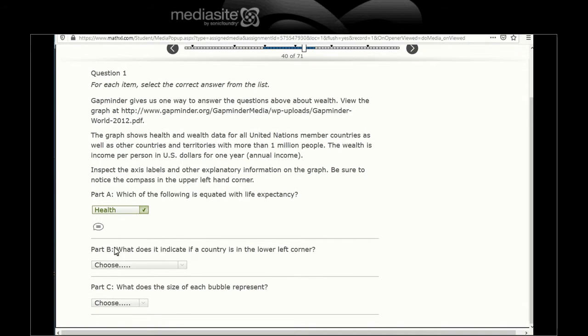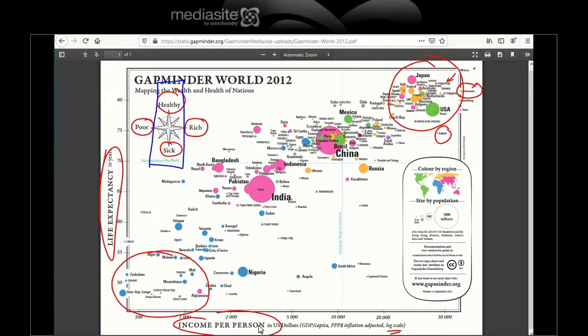Okay, what does it indicate if a country is in the lower left-hand corner? Okay, lower left-hand corner. So lower and left. So low income, low health.